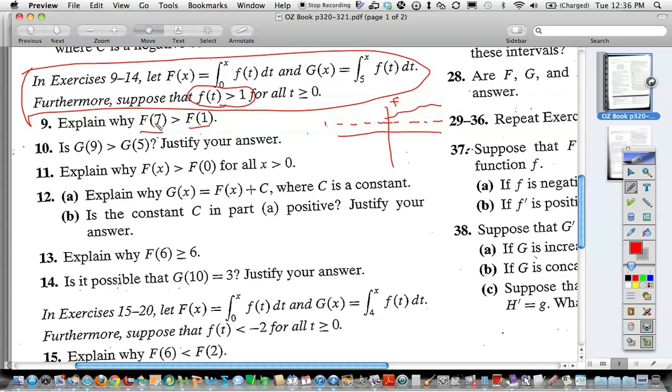Okay, what's big F of 1? What's big F of 1 represent? The area from 0 to 1. So that would be this piece of area, right? Well, 7 is to the right of 1, since the area is always increasing. All those kind of things. A picture would be good too. But in terms of area, it means that.